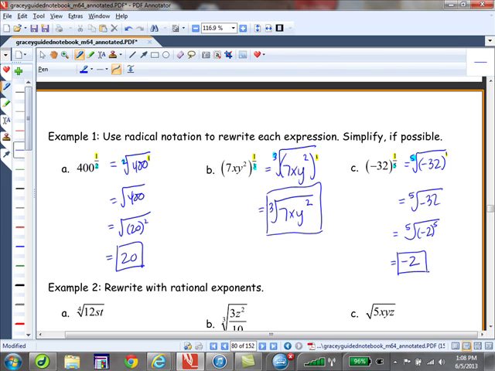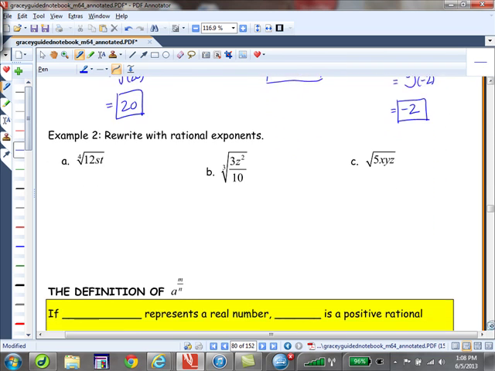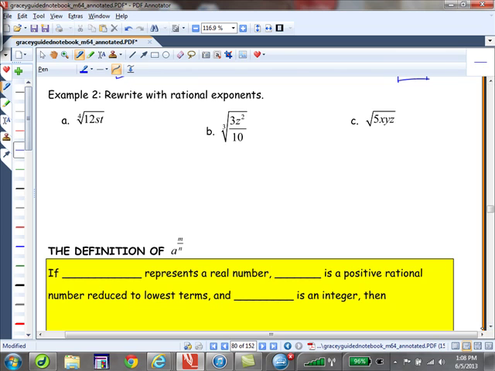Now our next job is to go the other way around. Again, here we could write this to the 1 power. Then doing our power over root, we're going to have 12st raised to the 1 over, good, 4. Power over root. And we're done.